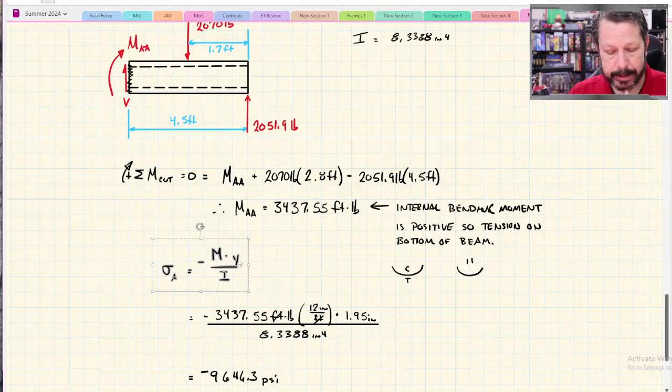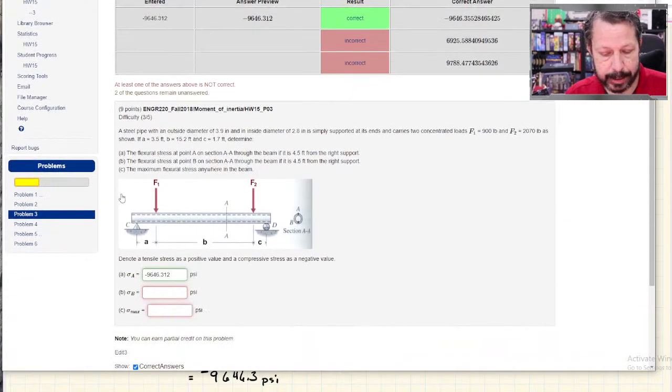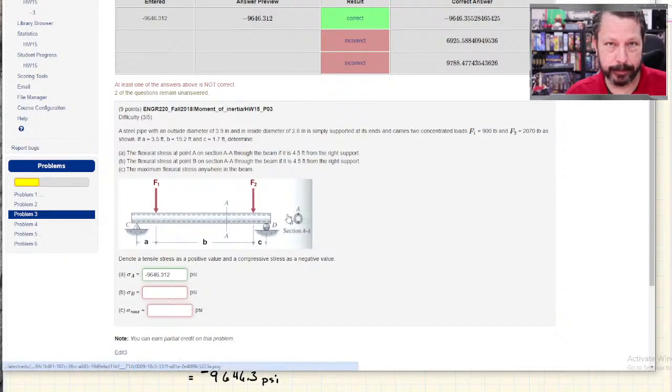And that means that all of these numerators need to be as big as possible, and the denominator needs to be as small as possible. You can't change the denominator because it's just the cross-sectional shape. So you find the largest value for M and the largest value for y. And that'll give you the maximum flexural stress. But in order to do that one, since we can't just tell from this diagram that the maximum internal bending moment is in the very center of the beam, we have to go draw the diagram to figure it out.